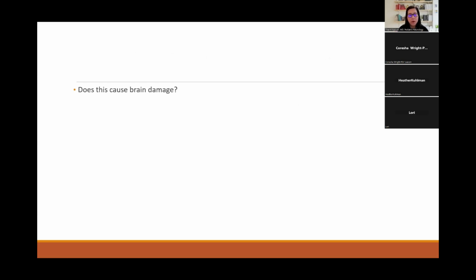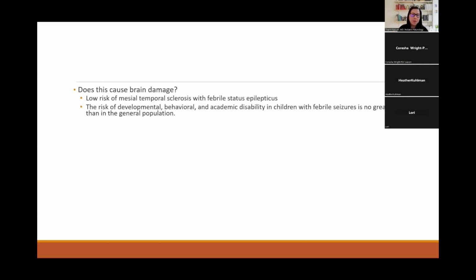And does this cause brain damage? So we get this question a lot from families, a 10 to 15-minute seizure, that's a long time. There are a few retrospective studies looking at prolonged seizures. And unfortunately, there is a small subset of patients who develop mesial temporal sclerosis after febrile status, but that's still pretty low as well. So this is something that's not common, and we don't see this too often.